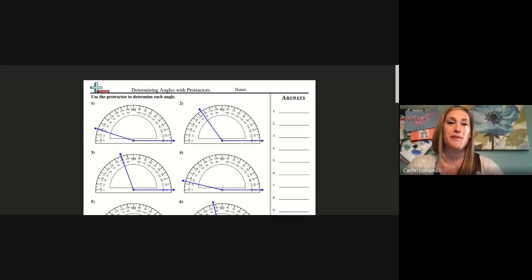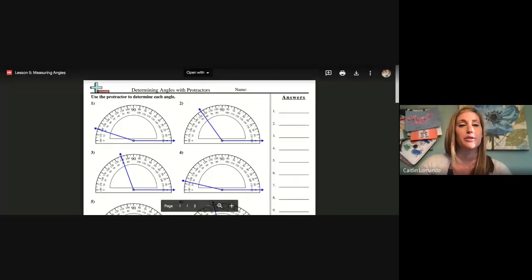I'm going to give you about 2 degrees up or down when you go to do your Google form. So for example, for this one, it's 124. If you put 122, 123, 124, 125, or 126, you would get credit for that.